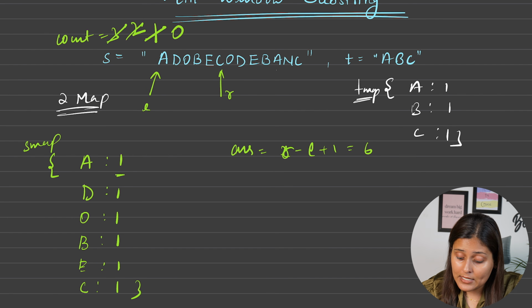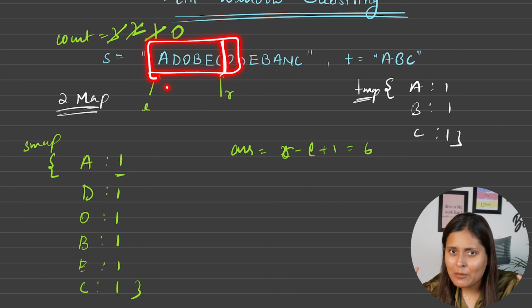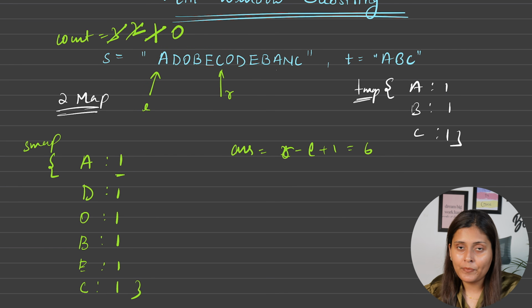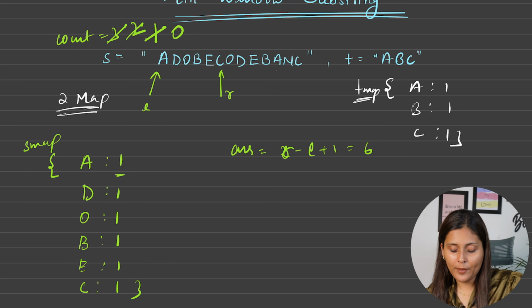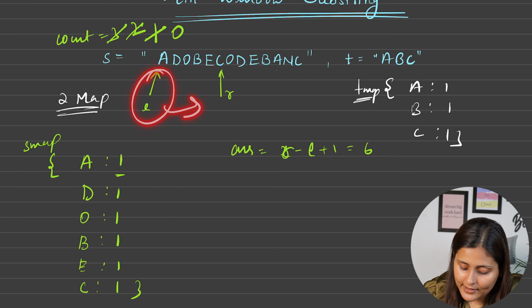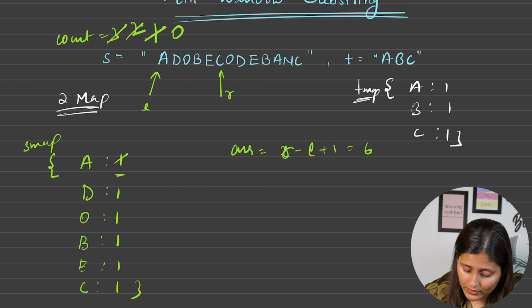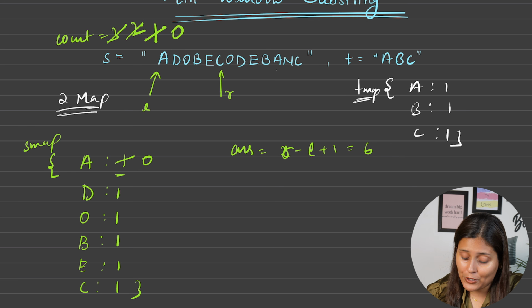So why are we shrinking? Again saying, because till now we have got a valid answer, but now we want the minimum window. The question asked for the minimum, so we will reduce it. So what we will do, before moving this left pointer, we will read the character. We will find that we have to reduce the frequency of A in the S map. So we will reduce the frequency to 0.